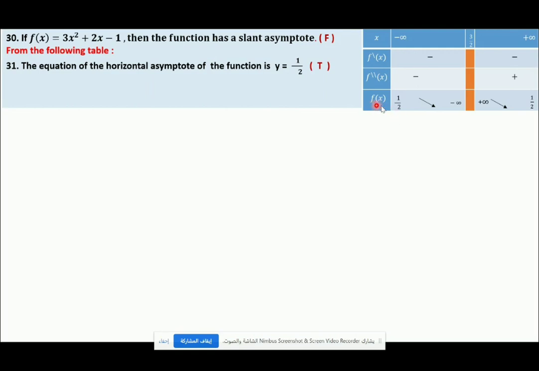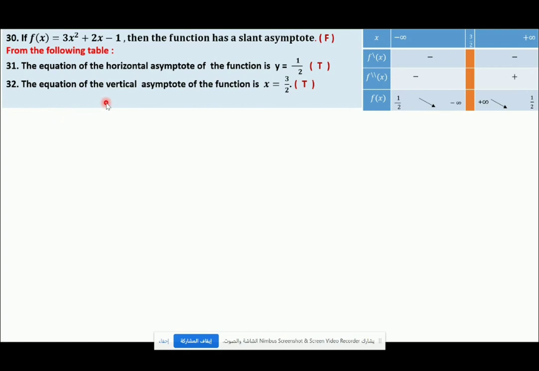This half in this row is going to give you the equation of the horizontal asymptote. And also it's clear here, when x approaches plus infinity, your y is going to approach half. That means there is a horizontal asymptote at y equals half. At y equals half. So it's true.